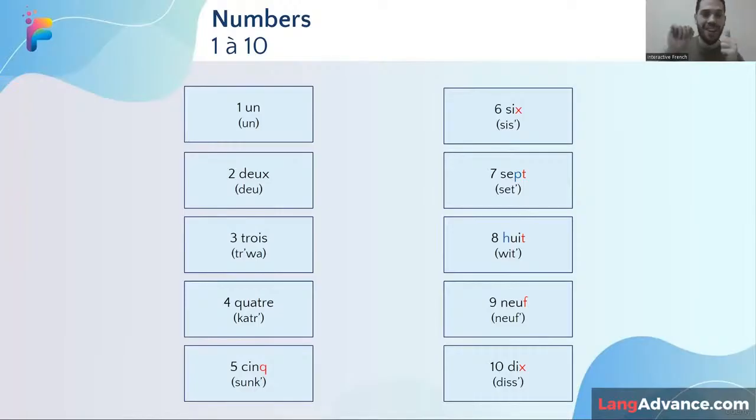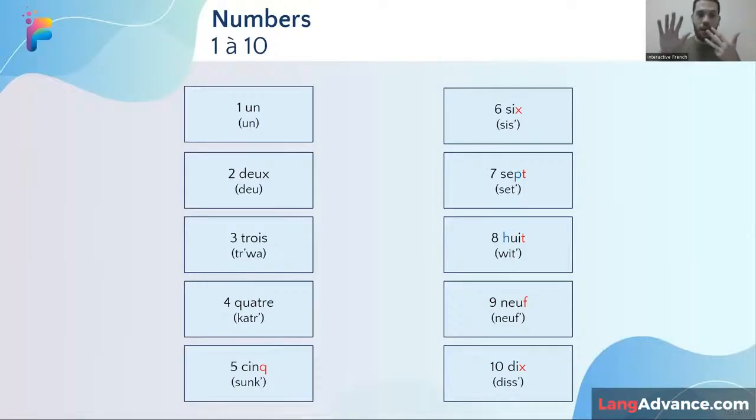So we've got six, okay, for 6. Next, we've got sept, right? So sept for 7. Moving on then to huit, okay? So huit for 8.